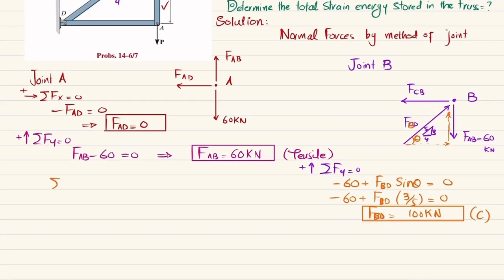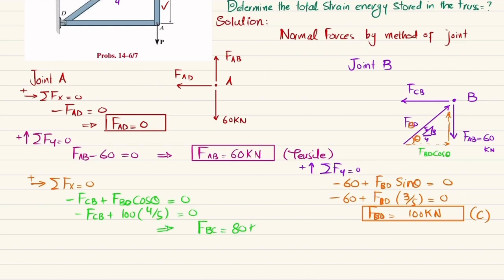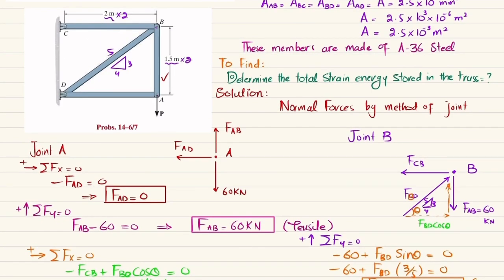Now we'll apply another equation of equilibrium, that the sum of all forces along x direction must be equal to 0, and force in this direction is taken as positive. You can see FCB, which is negative. So minus FCB, or FBC, plus FBD cos of theta. This component is FBD cos of theta. Their sum must be equal to 0. So minus FBC plus FBD, which is 100 kilonewton, times cos of theta, which is 4 over 5, is equal to 0. So from here we will get FBC equal to 80 kilonewton. Now this is the force that member FBC exerts on point B.